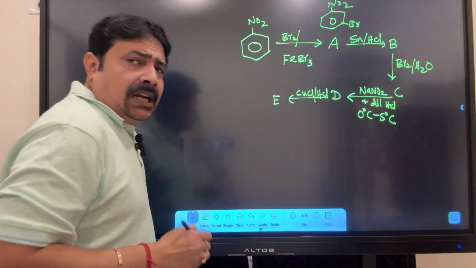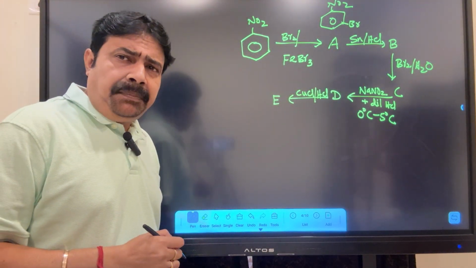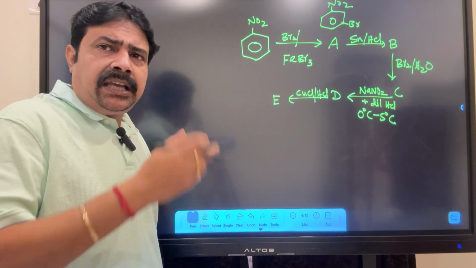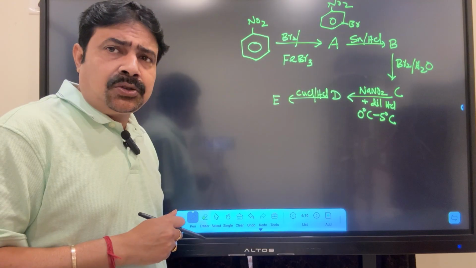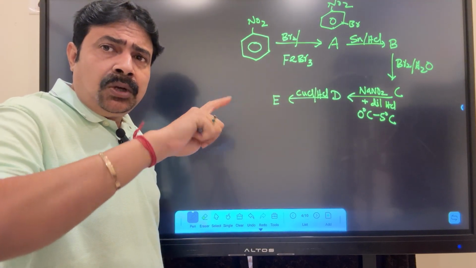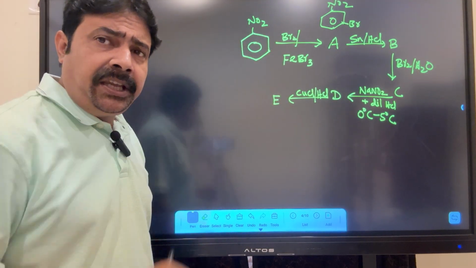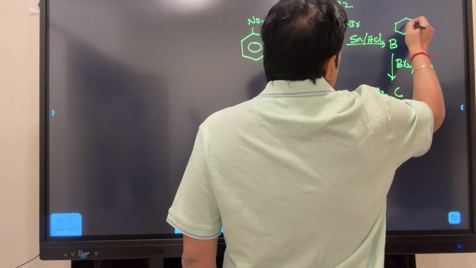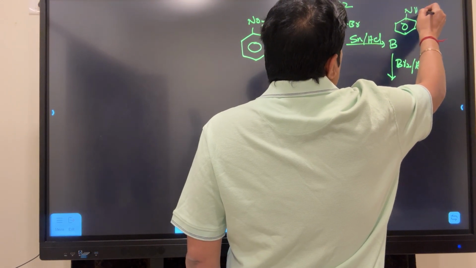Sn/HCl means nitro will undergo reduction. Yesterday also, they gave this type of question and I discussed it. NO2 will be converted to NH2. What are the steps? Via NO, then NHOH, and then it will be NH2. So then immediately you will get B, which is nothing but your NH2 with Br.